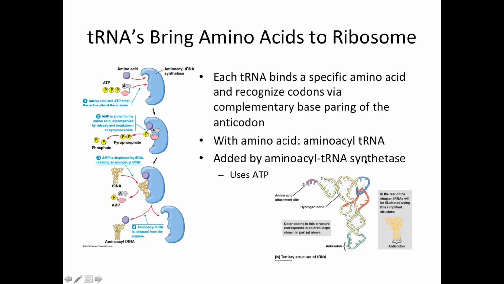What I want you to know is anytime you see a synthetase here with the extra E in there, that means it makes something, but it uses ATP. So you don't need to know this whole process, but just know that it's the process by which we add an amino acid to our tRNA using the energy from ATP. Synthetase, making things with ATP, making things with energy.